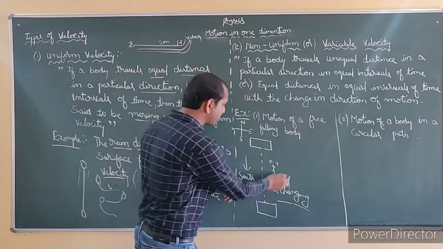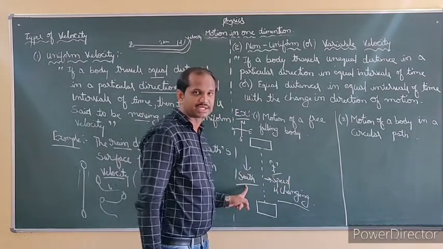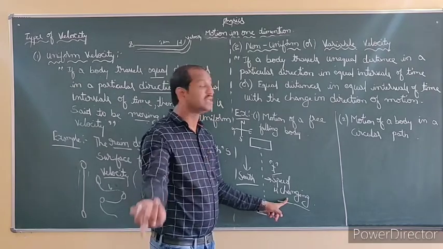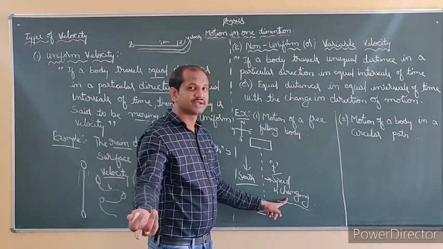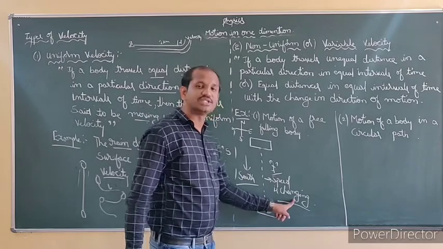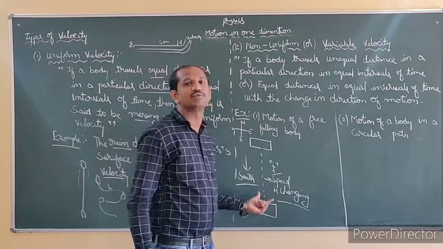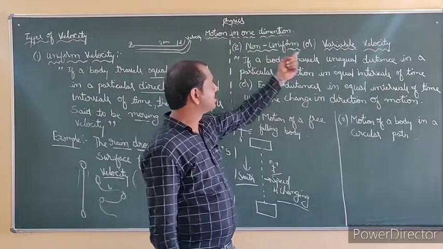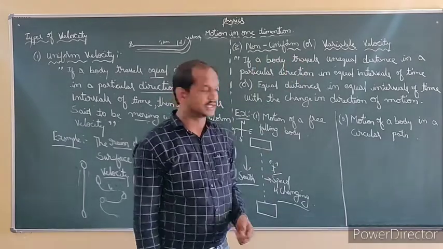Even though the direction is the same and the time is the same, what is changing here? Speed is changing, which means the magnitude is changing. Understand? Among the three parameters, if even one changes, it is not moving with a uniform velocity. Hence, this is an example of non-uniform or variable velocity.